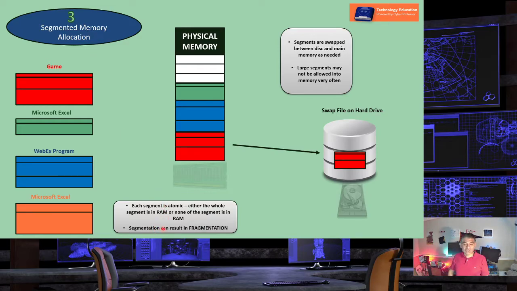Segmentation can result in fragmentation. And fragmentation takes place when jobs are deallocated from memory, meaning they were fully executed. So for example, in this blue section, the WebEx program, when it is fully executed, this space will become available. But then the following job that comes into play wants to utilize only a portion of this blue space, and then it creates mini empty portions between the green and the red, and that is creating fragmentation in your physical memory.